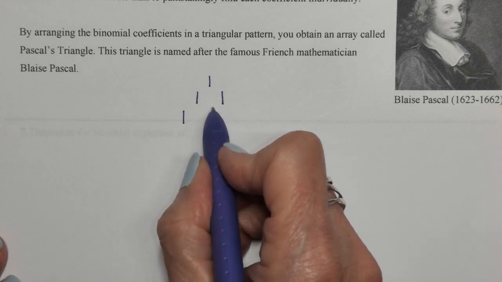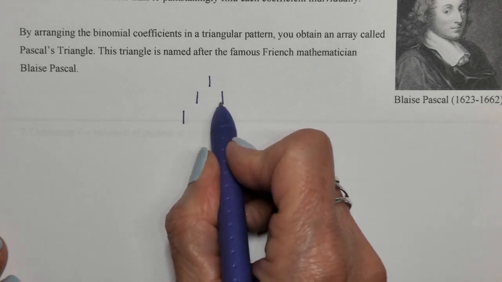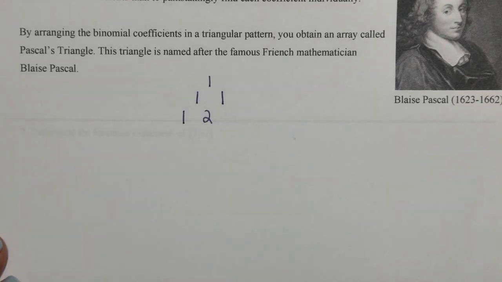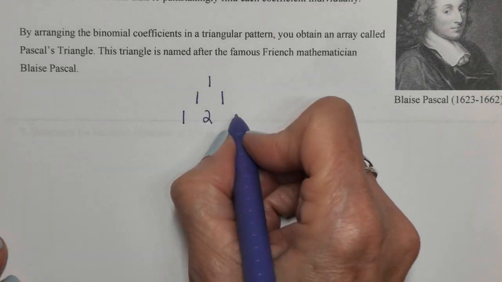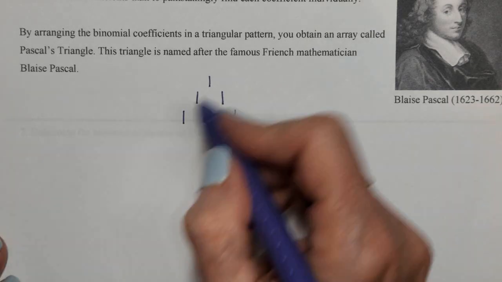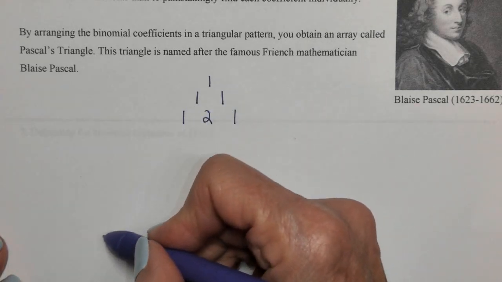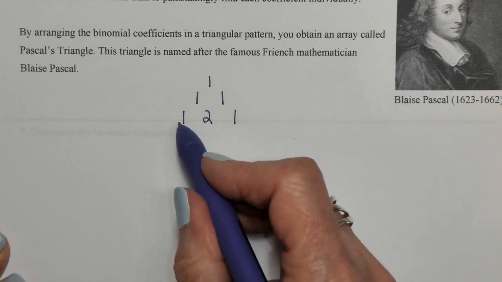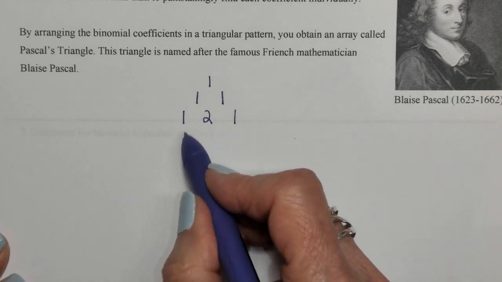In the middle, not a 1, we're going to add those two numbers together and get this right here, and that number goes right there. And then on the sides is another 1. On the sides of the triangle are all 1s. And then to get any in-between number, you add the two numbers above it.